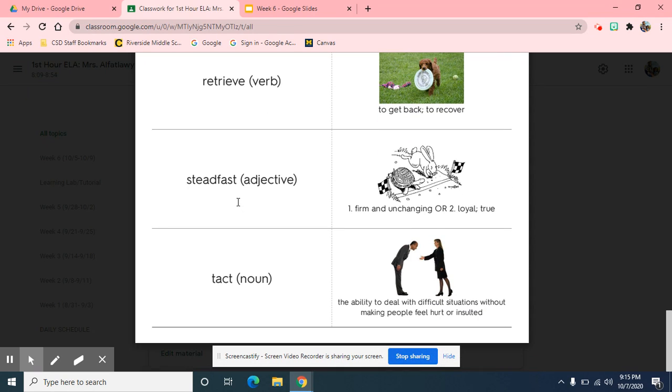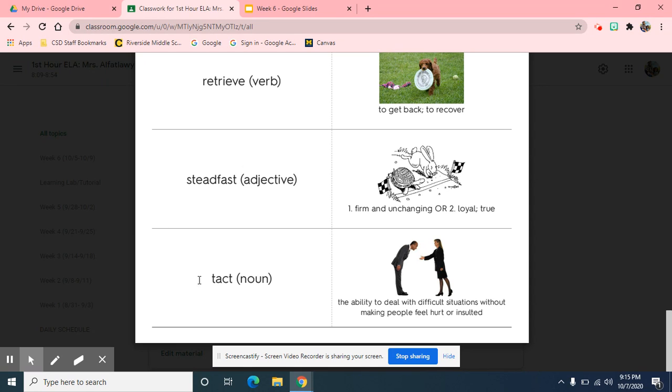The next word is steadfast. Steadfast is an adjective, firm and unchanging. For example, Lincoln's steadfast belief was that the Union should be preserved. There's a second meaning for steadfast, which is loyal or true. Helen and I have been steadfast friends for many years.